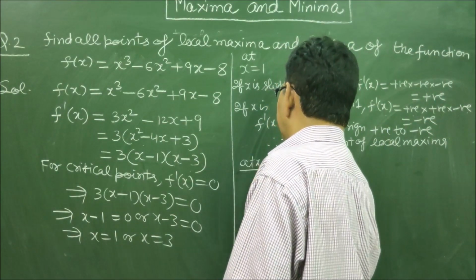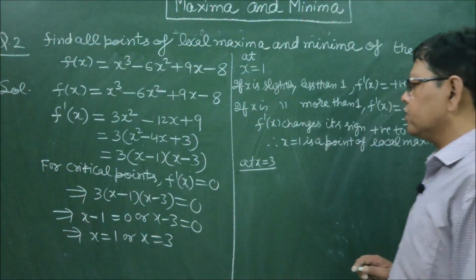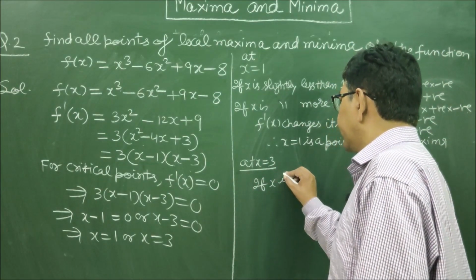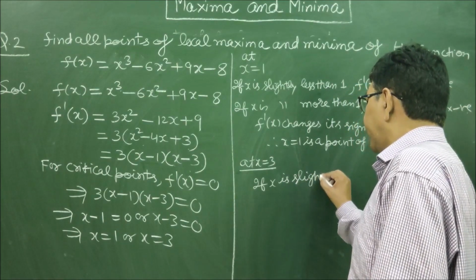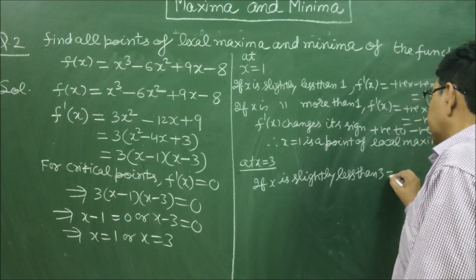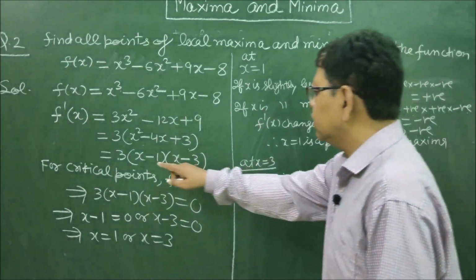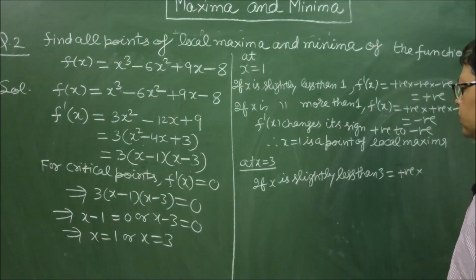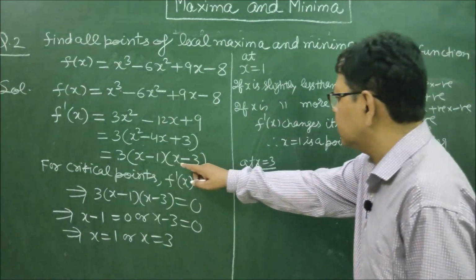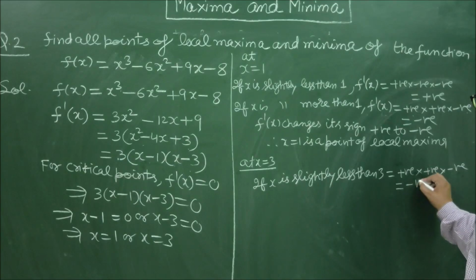So this given function has local maxima at x is equal to 1. Now at x is equal to 3, we will consider x slightly less than 3. In that case, x plus 3 is positive, x minus 1 will be positive since x is slightly more than 1, and x minus 3 will be negative since x is slightly less than 3. So overall the value is negative.